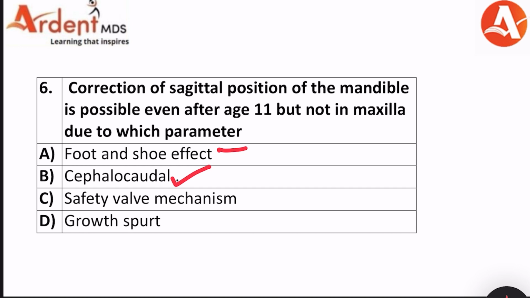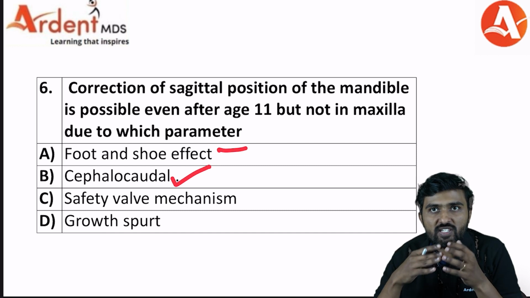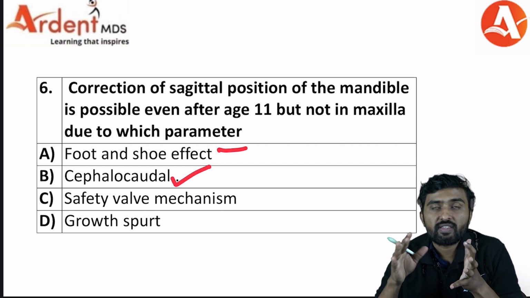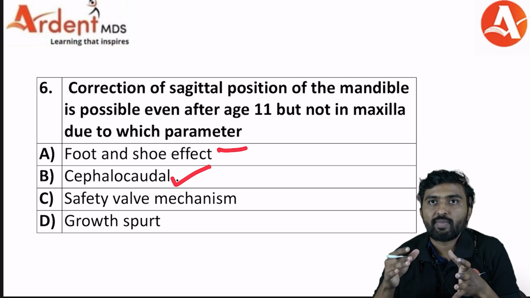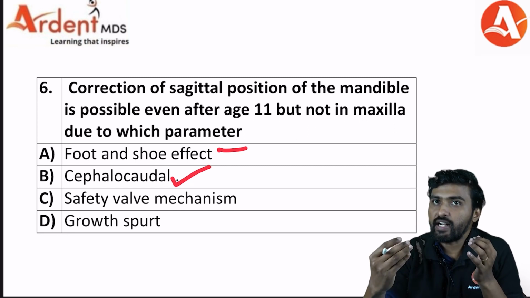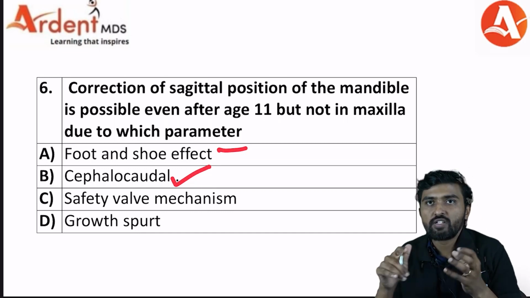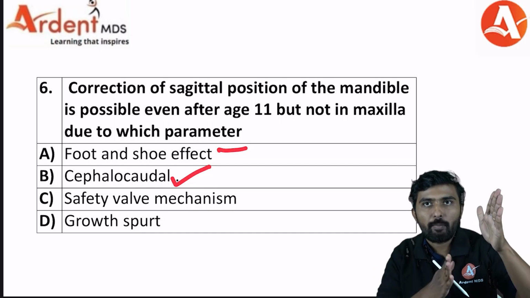What is the foot and shoe effect? When the width of the maxilla doesn't let the mandible go forward, meaning most class 2 division 1 patients will have a retropositioned mandible, and if we examine carefully, they might also have a narrow maxilla due to various etiologies, right? When we incorporate expansion of the maxilla in the treatment plan, there is something called auto-rotation of the mandible. The mandible would jump anteriorly to its position.